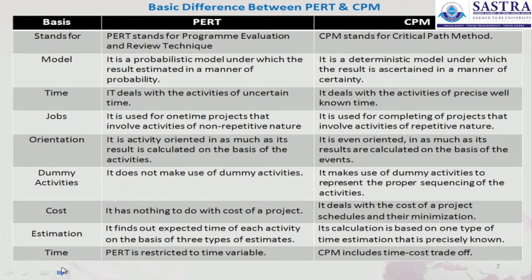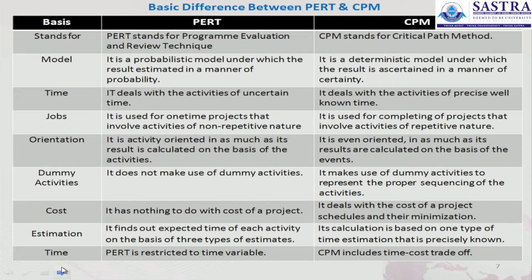The PERT model is a probabilistic model, under which the result is estimated in a manner of probability. But CPM is a deterministic model, under which the result is ascertained in a manner of certainty, but PERT is uncertainty. So that is what CPM has been put as certainty. For time, PERT deals with activities of uncertain time, and CPM deals with activities of precise, well known time. So, as I already said, this is certainty and PERT is uncertainty.